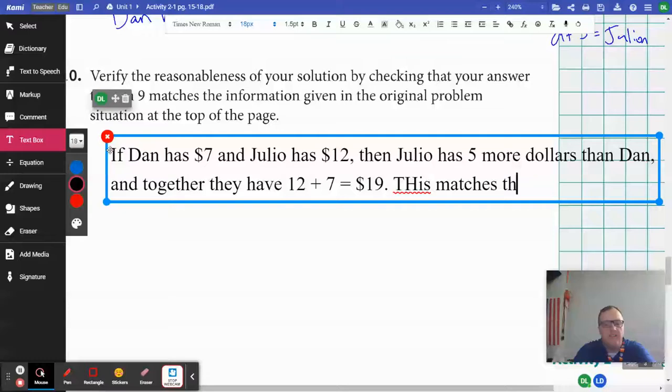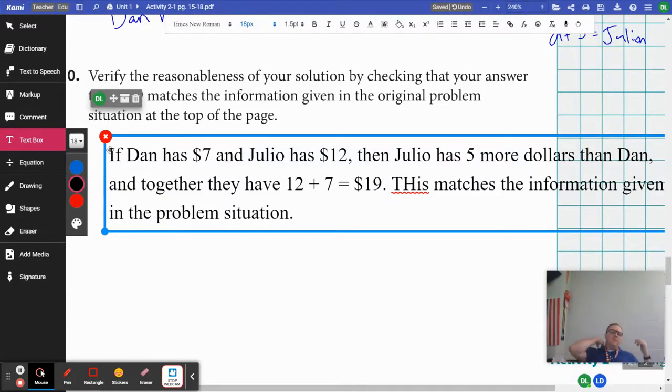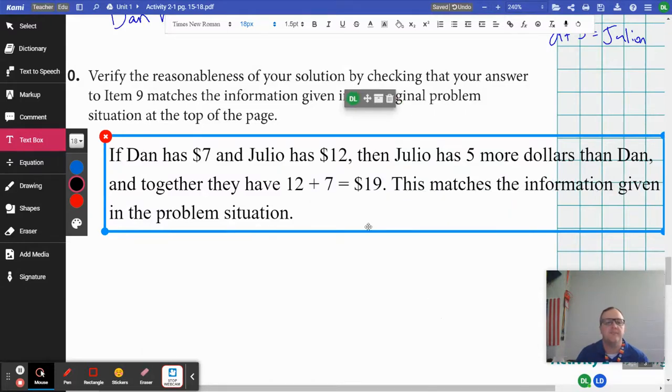And so this matches the information given in the problem situation. Basically, if Dan has 7 and Julio has 12, then Julio has $5 more than Dan. Together, if you add the 12 and the 7, you get 19, and this matches the information that is given in the problem situation.